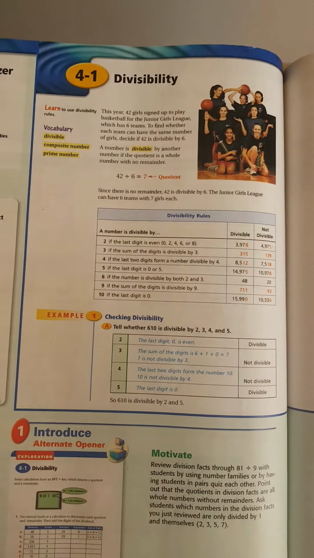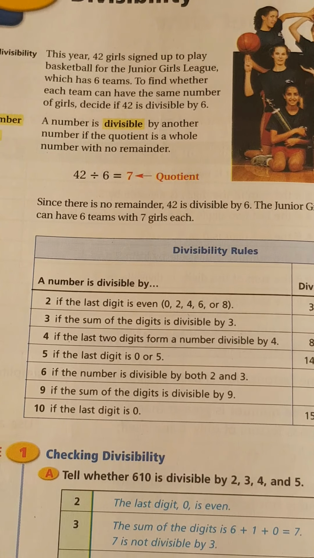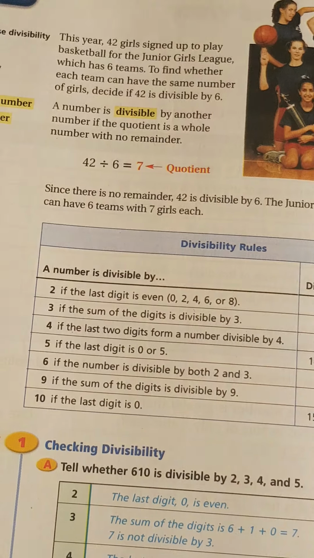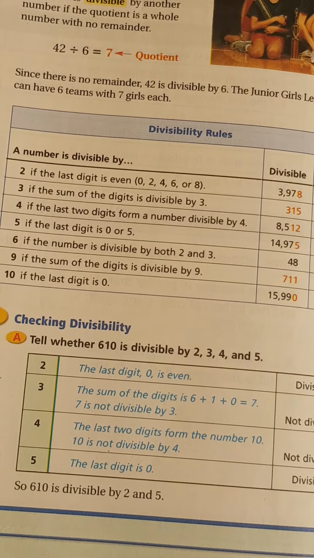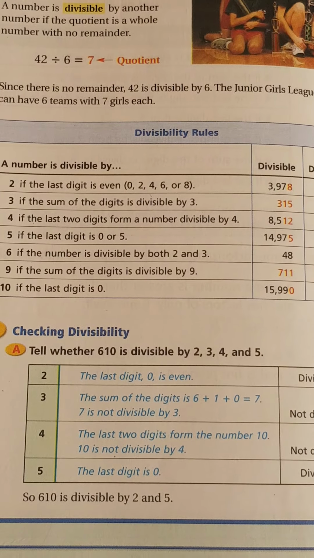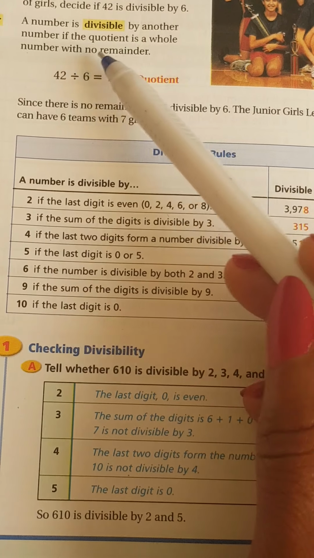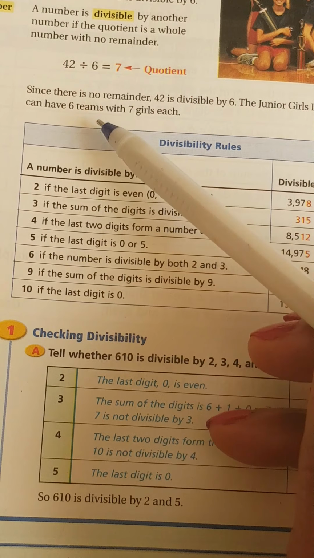Divisibility. That's the first day. So what we are going to do now is review the ones we've done already for those of you who cannot understand this. Now, divisibility is actually trying to find out a number that can divide any number without remainder, okay? A number is divisible by another number if the quotient is a whole number with no remainder, okay? Remember, quotient is the answer.